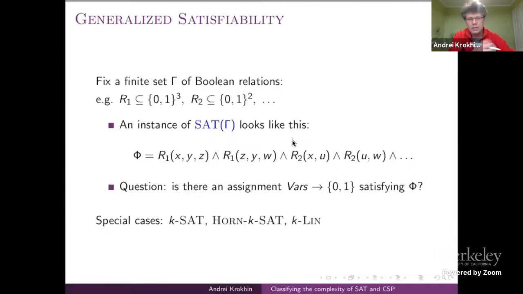So the special cases of SAT gamma are, of course, K-SAT problems, because clauses define relations. Horn K-SAT, the same. It's a special case of SAT gamma. K-lin, linear equations modulo 2, with at most k variables. Well, of course, they define some relations, so you can use those to define your problem, and then what you have is the problem of solving systems of linear equations modulo 2.